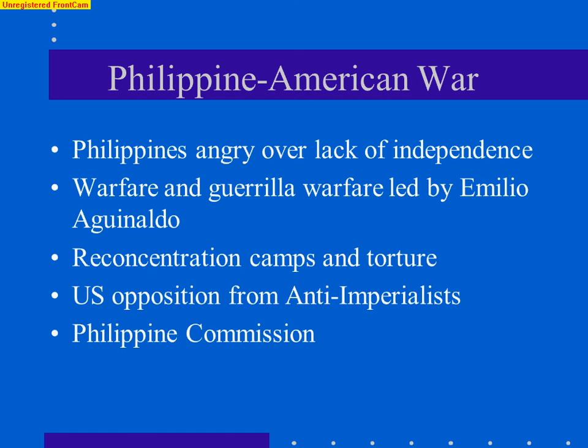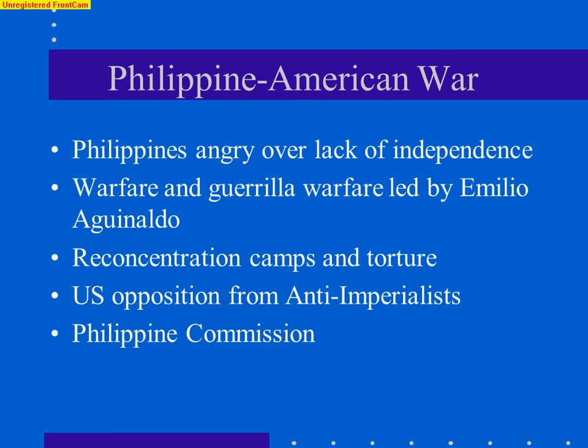This commission was headed up by the future president, William Howard Taft, who called the Filipinos his, quote, little brown brothers. And he said that the best way to assimilate the Filipinos is to improve their education, improve their infrastructure, their sanitation, their public health, get them on our side, and to promise that someday you will have independence, which did occur on July 4th, 1946.